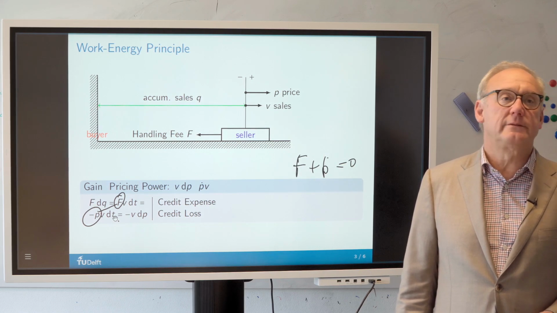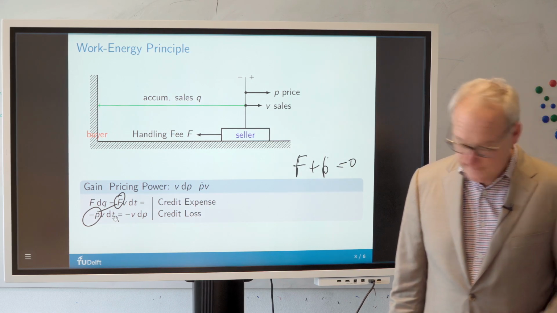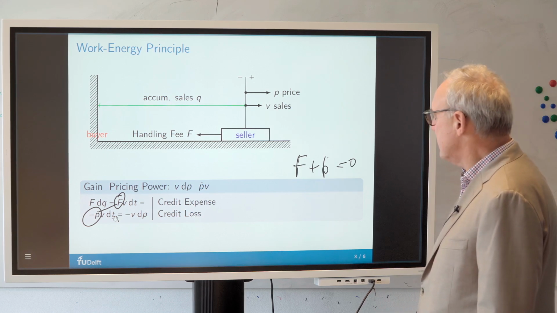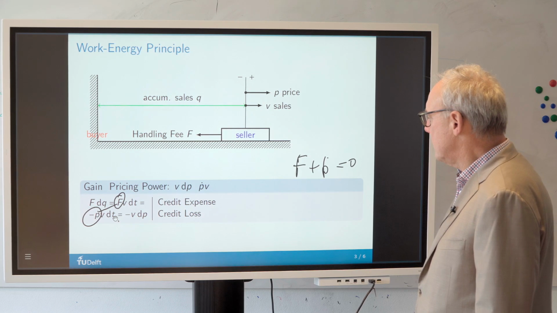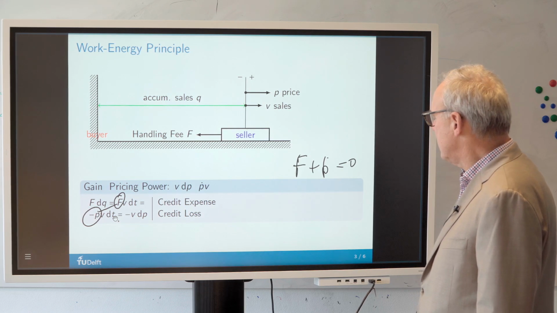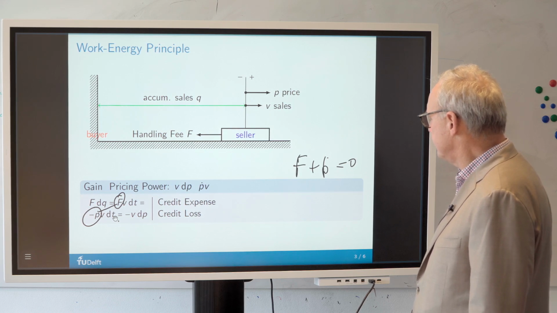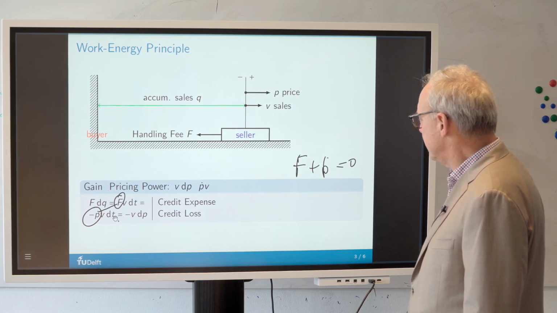No, it's not right. This handling fee, is this money per item, money per second, money over the total profit? No.